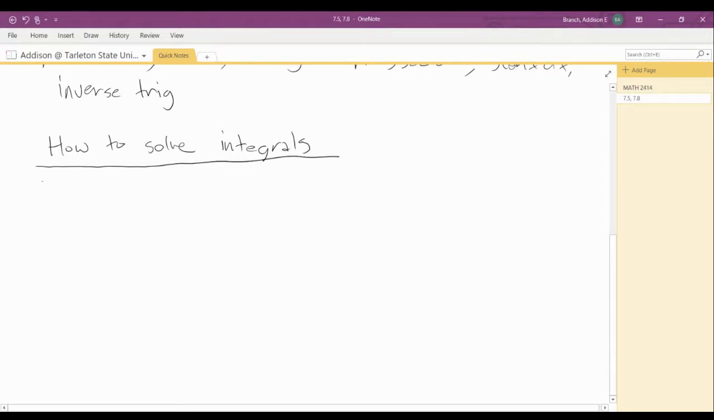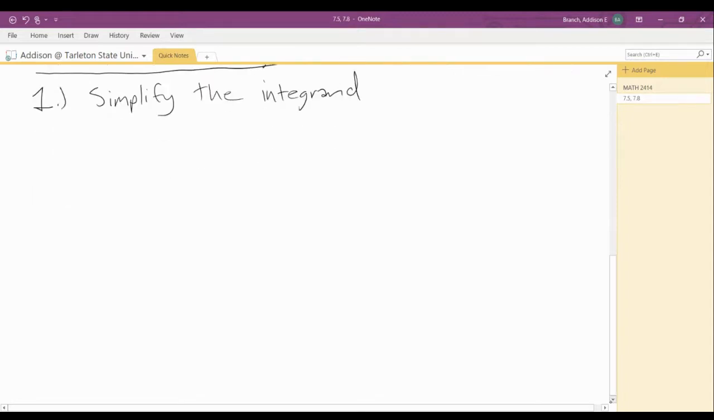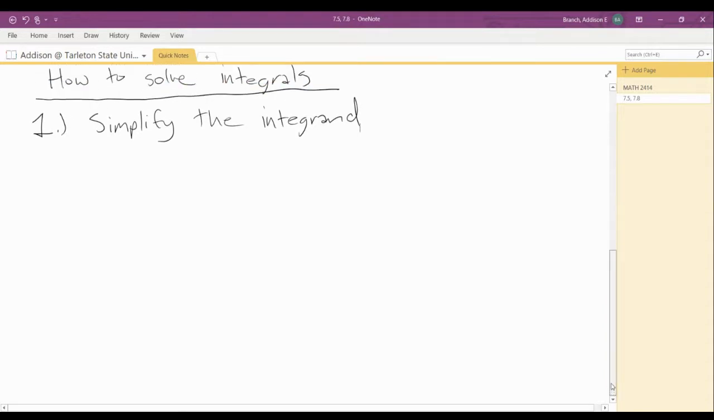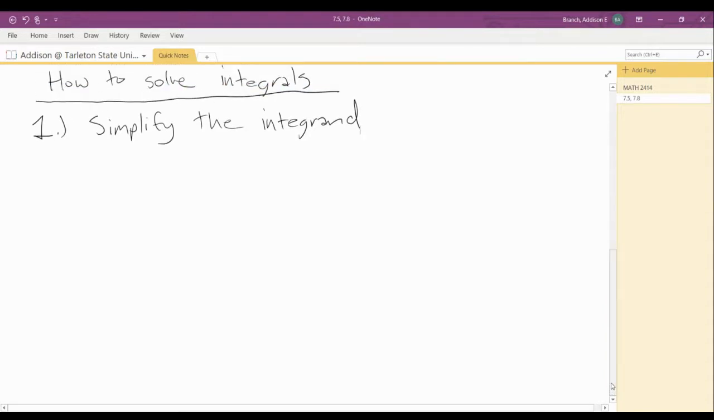Step one will be to simplify the integrand. We can take what we have in our integral and see if we can simplify it a little bit, so that it's something a bit easier to look at and digest. There's a couple ways we can usually do this. We can do that algebraically.